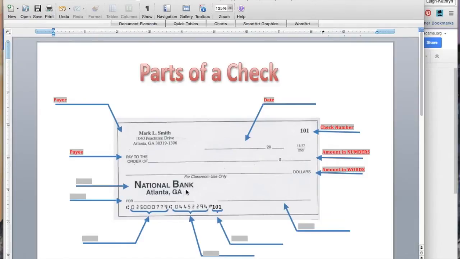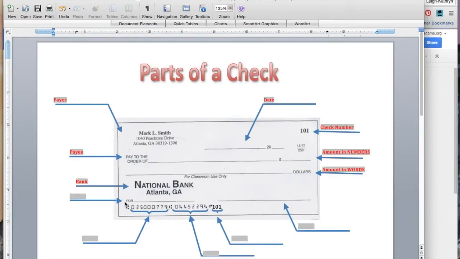Okay, as we come down, this is the bank that the account is at. So we've got the bank name, in this case, city and state. Sometimes you'll see street address. Sometimes there will be an email address. Sometimes there will be a phone number. Sometimes it's all of it. Sometimes it's just the name of the bank and the city and state. So we're just going to say this is the bank.